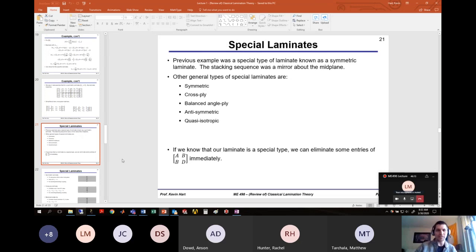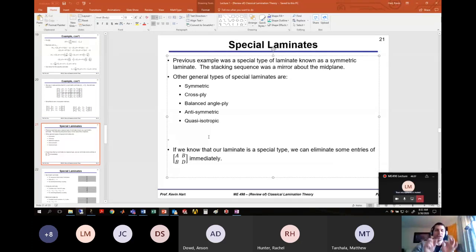Okay, so there are other special types of laminates as well. We talked about the symmetric type, but we might have a cross ply, a balanced angle ply, an anti-symmetric, or a quasi-isotropic. I'm going to explain what each one of these is in just a second, and we'll talk about the reductions that you might have for calculating the A, B, and D matrices given these general types of laminates.